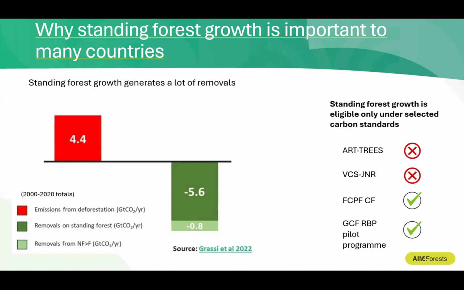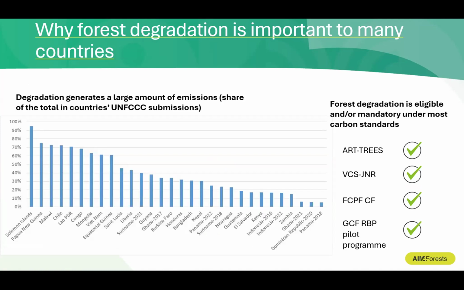The picture isn't hugely different with regard to degradation. This chart shows the percentage of emissions that come from standing forests, from forest degradation, in a bunch of countries. And you see here that for some countries, it's way more than half. It's really high portions of the emissions that come from forest degradation. It means there's a lot of carbon in this. And you also see the carbon standards. And you see that all of the leading carbon standards really include opportunities for countries to participate with forest degradation. So a lot of focus on these things, especially more recently, during the recent years we see.